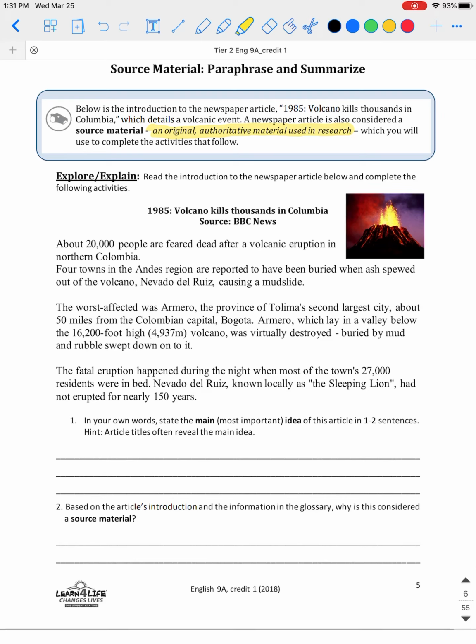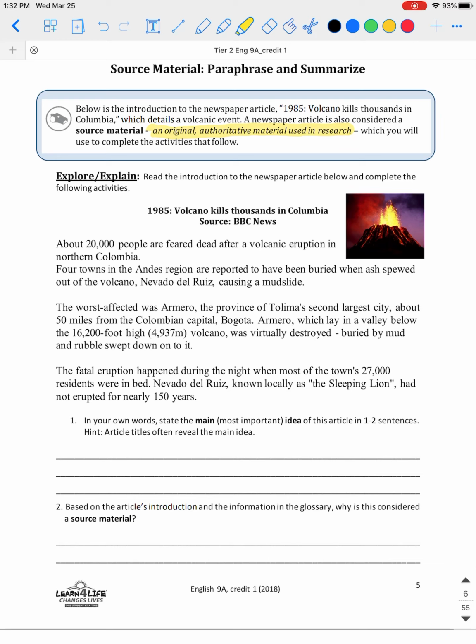1985, Volcano Kills Thousands in Colombia, source BBC News. About 20,000 people are feared dead after a volcanic eruption in northern Colombia. 4 towns in the Andes regions are reported to have been buried when ash spewed out of the volcano, Nevado del Ruiz, causing a mudslide. The worst affected was Armero, the province of Tolima's second largest city.